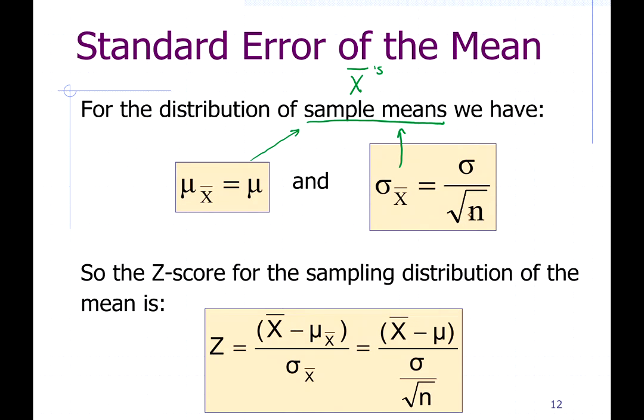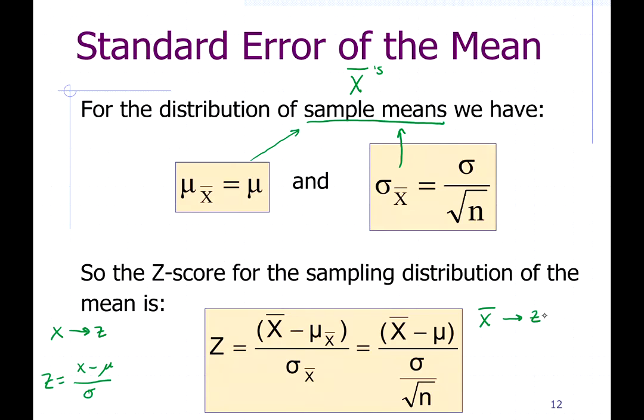Right? And so if we want to convert an X bar to a z-score, so to convert an X to a Z, we have the formula z equals x minus the mean, divided by the standard deviation. We discussed that in a previous video. But we're not converting an x value to a z-score. We're converting an x bar. We're converting a sample statistic to a z-score.